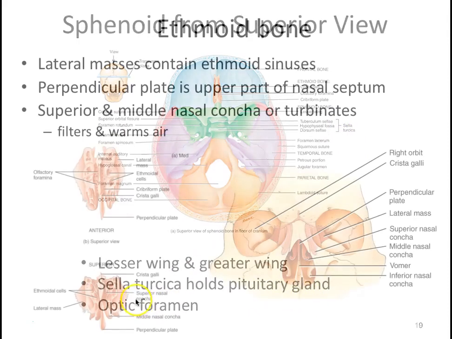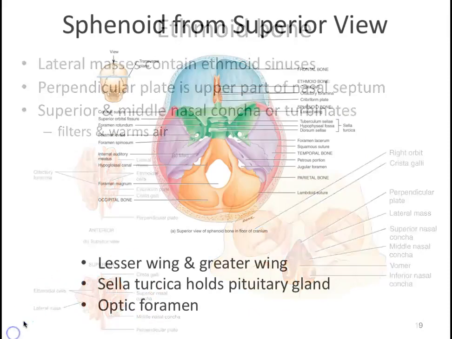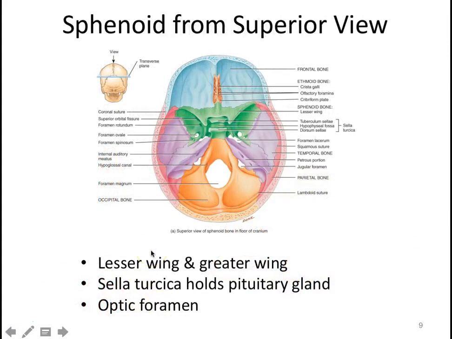And there's also going to be the optic foramen. You really can't see it very well in this image, but we put those sticks through them and they crisscrossed right above that sella turcica. So that's going to be the opening for the optic nerves coming from your eyes going to your brain.